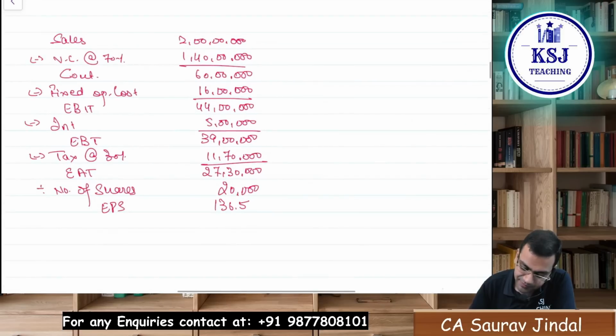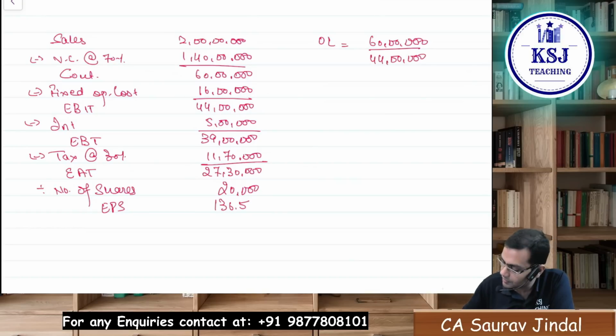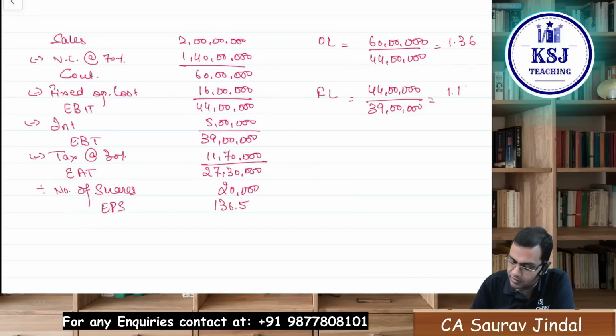Contribution divided by EBIT. Operating leverage will be 60 lakhs divided by 44 lakhs. 60 lakhs divided by 44 lakhs, that will come to 1.36, right? Financial leverage will be what? EBIT of 44 lakhs divided by EBT of 39 lakhs. Right, so 44 lakhs divided by 39 lakhs, that comes to 1.13.